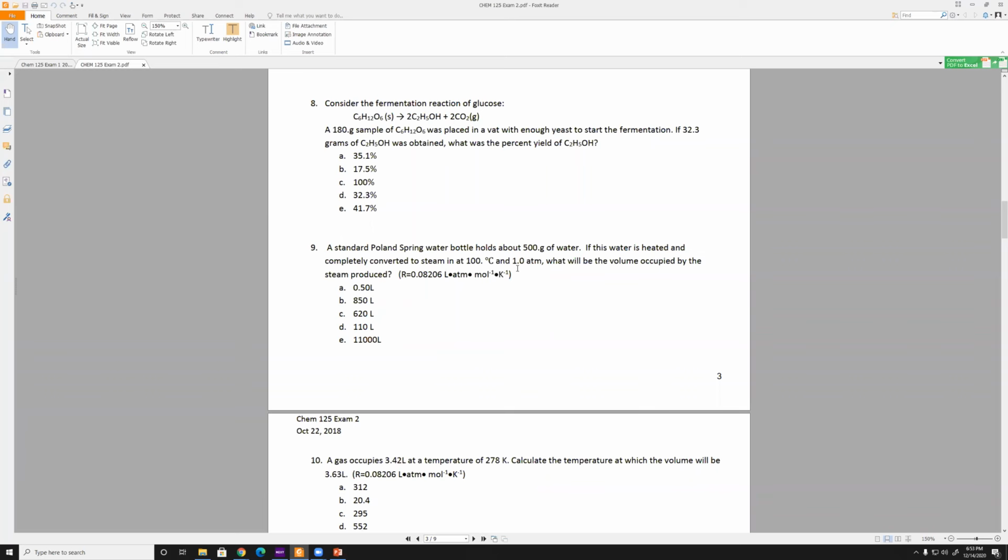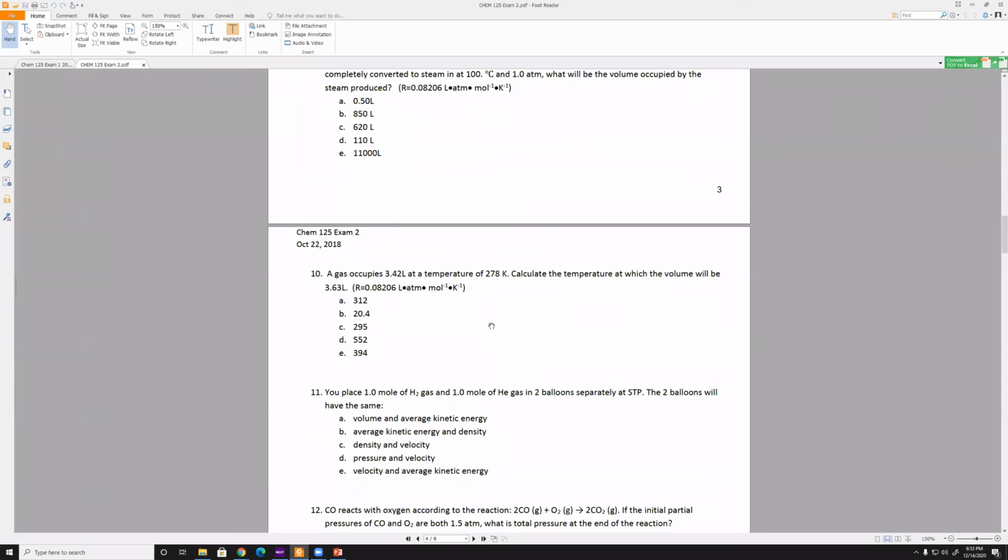Any questions on that one? No? All right. So here's one. A gas occupies that many liters at a temperature of 278. Calculate the temperature at which the volume will be 3.63 liters. And they give you that R constant, but you don't actually need it here.